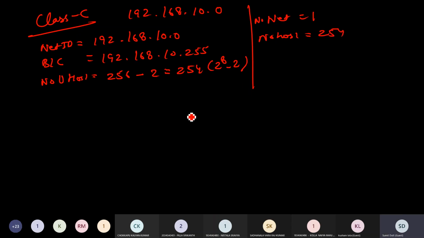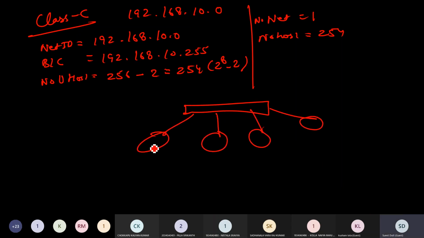So if in my company I need 4 networks with 20, 30, 40 and 50 users, I have to create 4 networks here because these are all different departments. So I need to buy one network here, another network here, a third network here, and a fourth network here. If it is a class C IP address, there will be one network and 254 hosts here, and 254 hosts here, and 254 here.